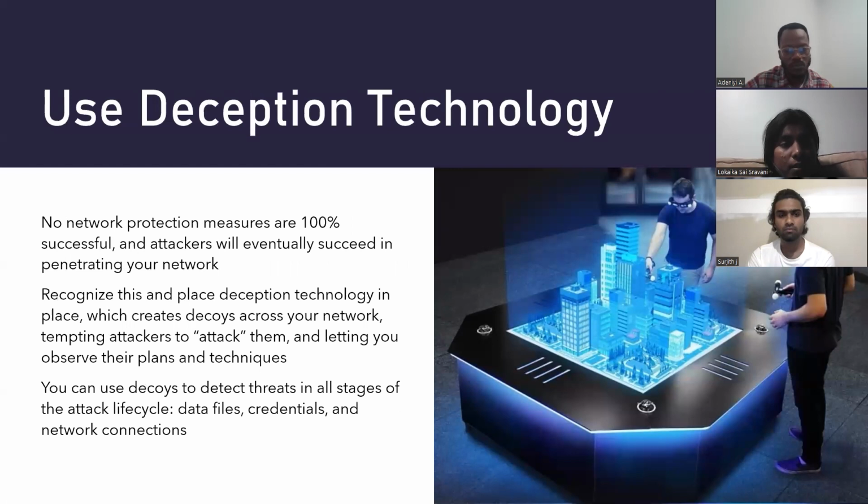Next one is use deception technology. No network protection measures are 100% successful, and attackers will eventually succeed in penetrating your network. Recognize this and put deception technology in place, which creates decoys across your network, tempting attackers to attack them and letting you observe their plans and techniques. You can use decoys to detect threats in all stages of the attack lifecycle: data files, credentials, and network connections.